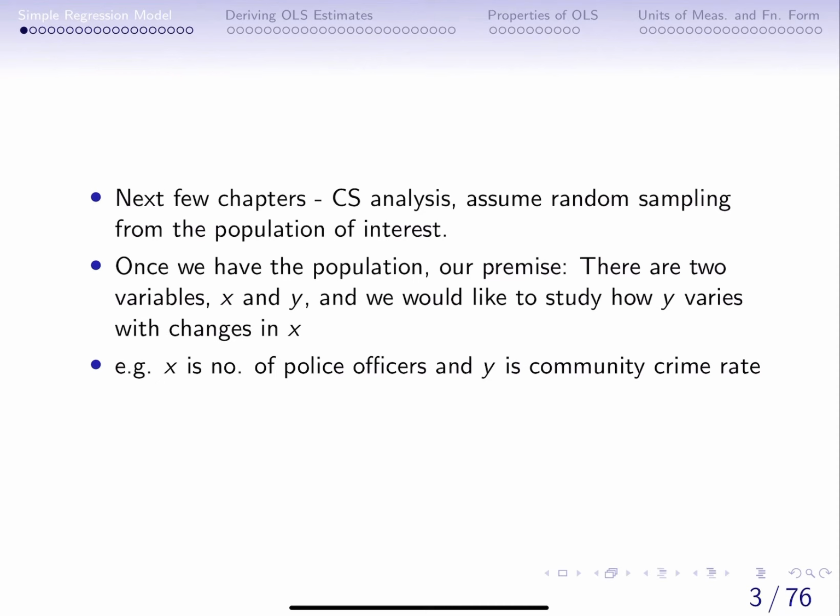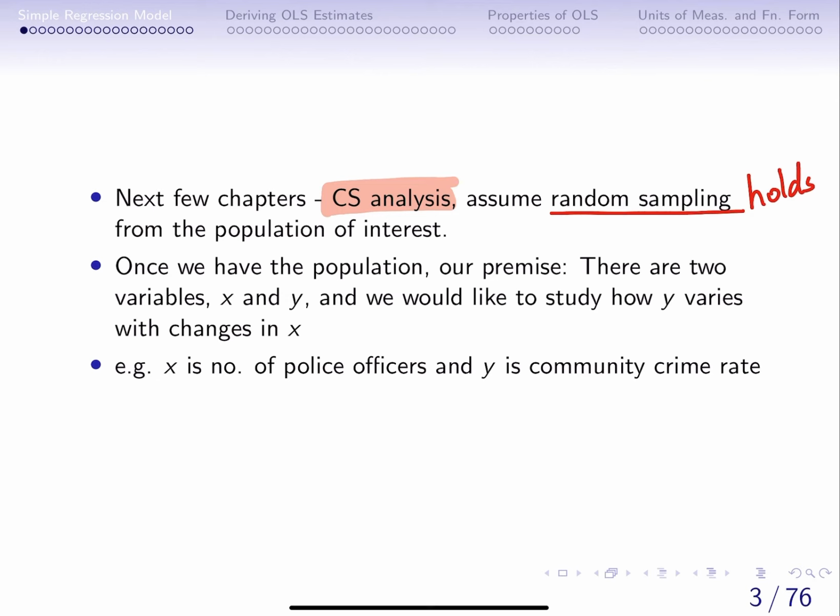So for the next few chapters that we will cover, I want you to remember that we will be dealing with cross-sectional data sets. You have a good idea of what these are from my previous videos. And remember that we will be conveniently, for now, assuming that the random sampling assumption holds from the population of interest. So this holds, this is not violated.